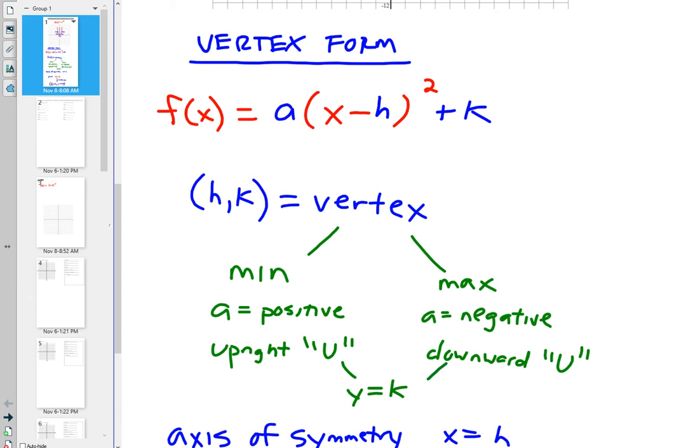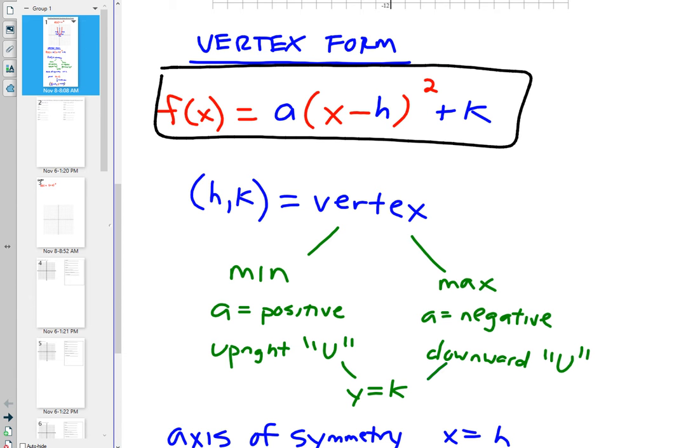So now, look, what is the big difference between what you see today in vertex form versus what you saw last week in standard form? What would be the big difference? What stands out to you? The parentheses, that's the big one.